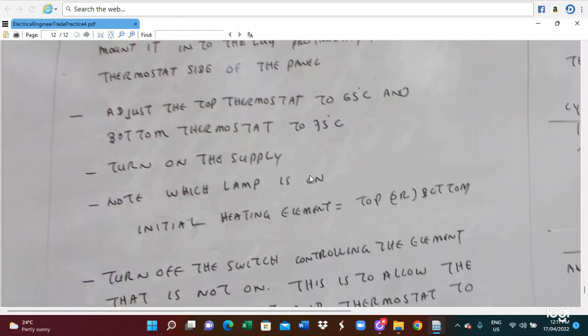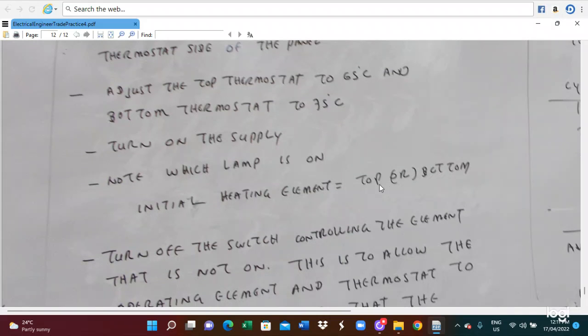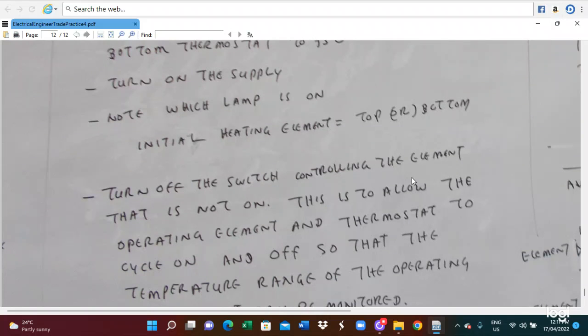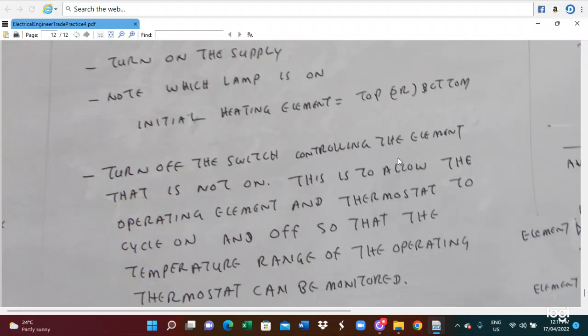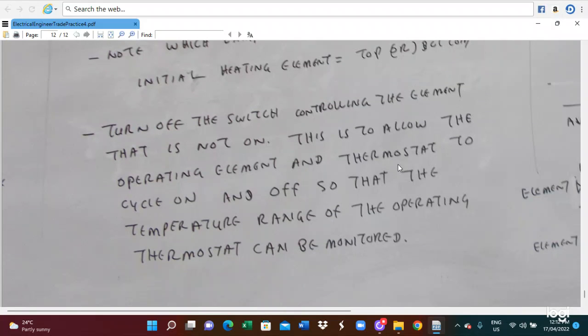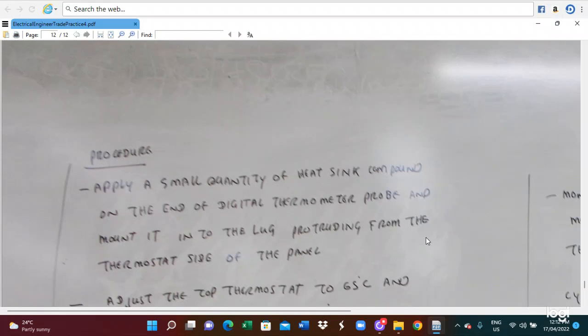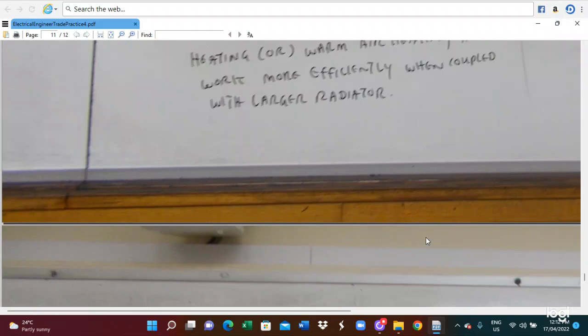And we have to know which line is on. In the heating element, the top or the bottom switch controlling the element that is not on. This allows the operating element and thermostat to cycle on and off so that the temperature range of the operating thermostat can be monitored. So this is how to arrange the temperature range.